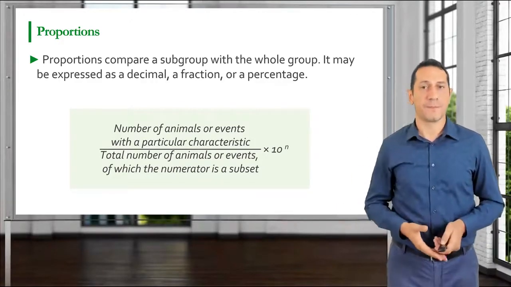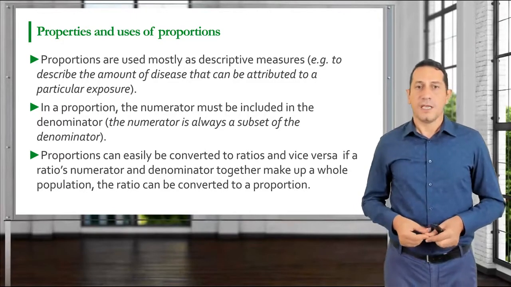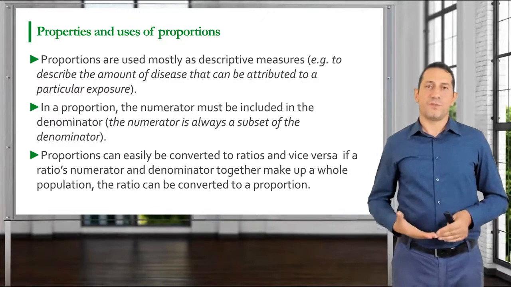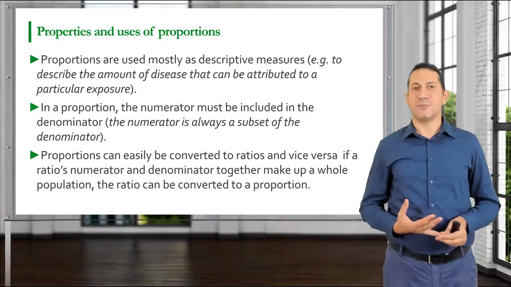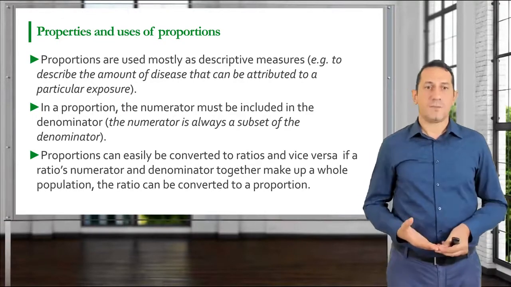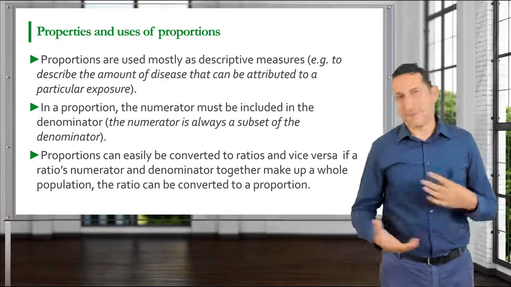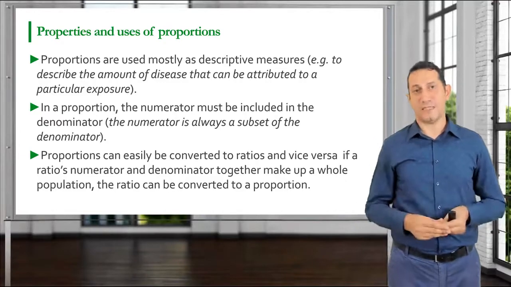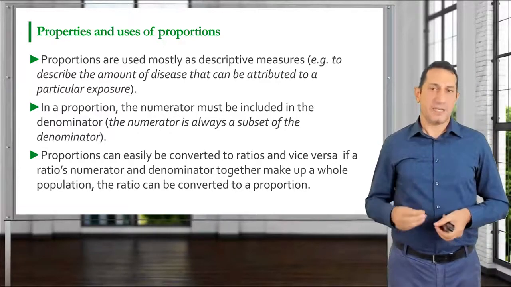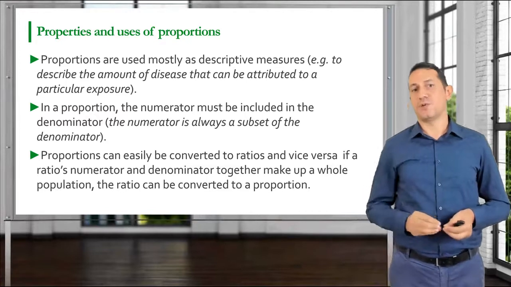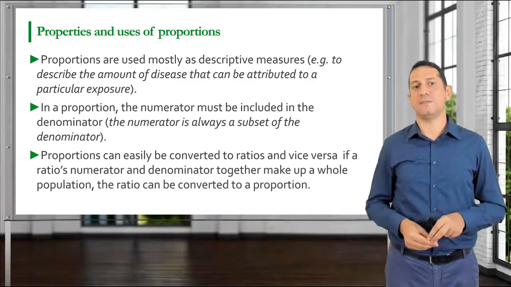Times the multiplier of choice, of course. The properties of proportions are that mainly they are used for descriptive studies, and can describe the amount of a disease that can be attributed to a specific exposure, or be converted easily to ratios and vice versa, because they are interrelated. As we said, proportions themselves are ratios, but we could convert them back. And the crucial distinction is that in a proportion the numerator must be included in the denominator, so it's always a subset of the denominator.